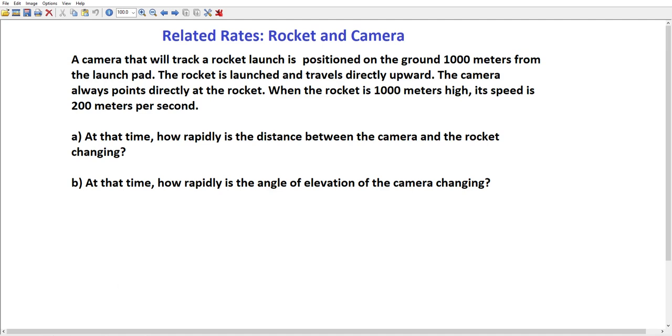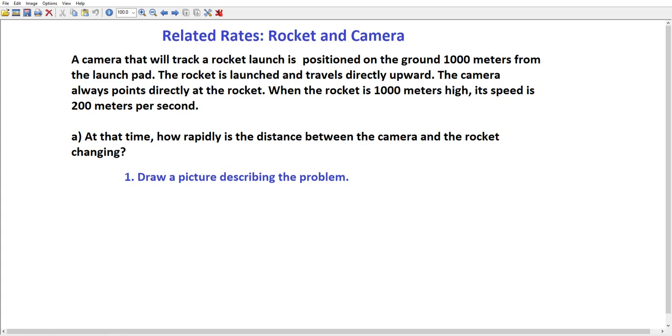A. At that time, how rapidly is the distance between the camera and the rocket changing? B. At that time, how rapidly is the angle of elevation of the camera changing? This is a fairly typical related rates problem, and we will do both parts. And we'll start with A.